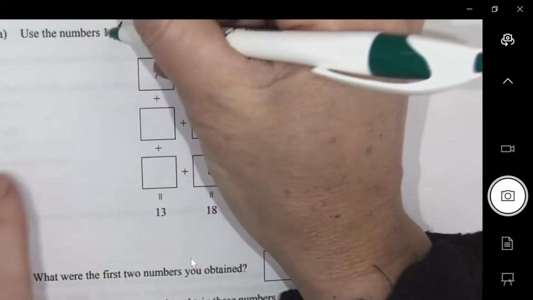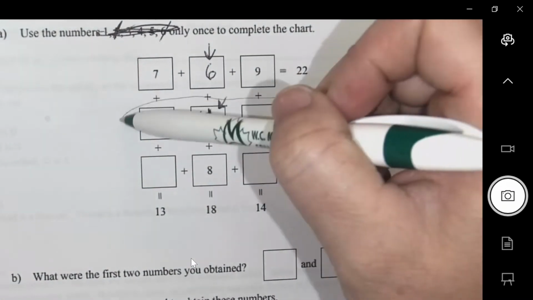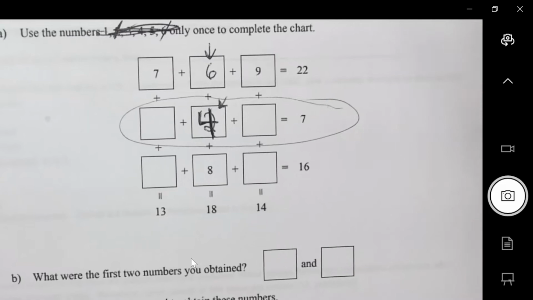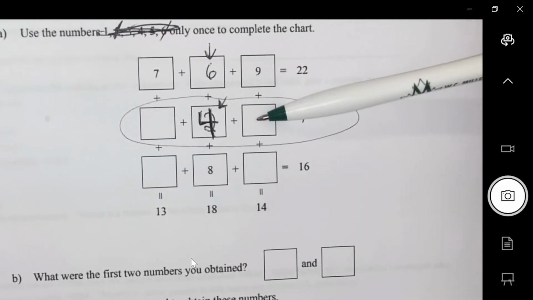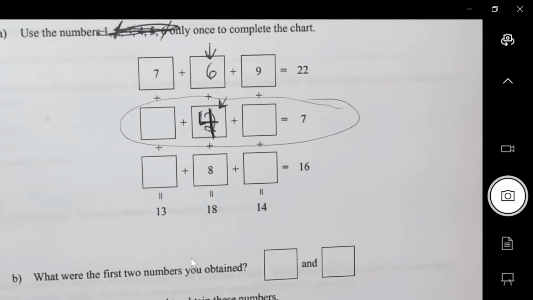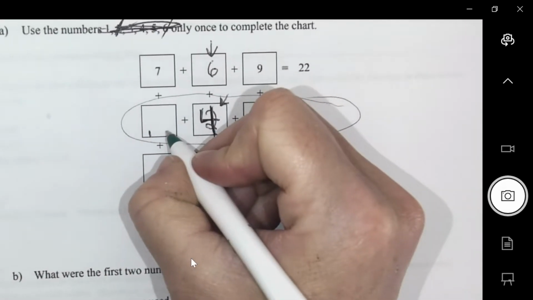Now, here's probably where I would go next. So this has to add up to 7. So I already have 4. So these 2 boxes have to be a 1 and a 2, but I don't really know. So I could have the 1, 2, or I could do 2 and 1. I don't know. So I'm just going to write that in like that.